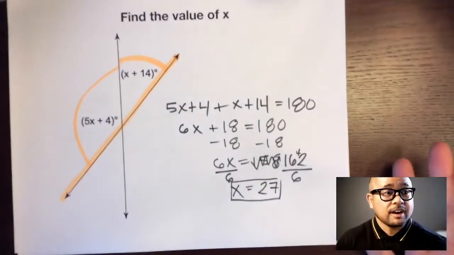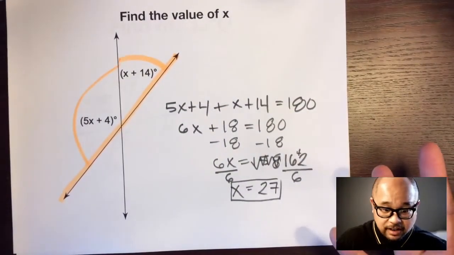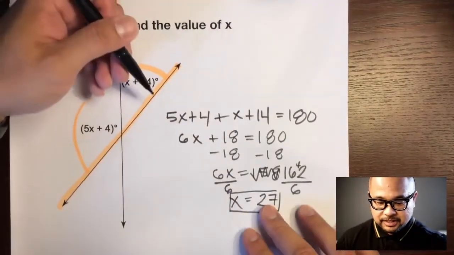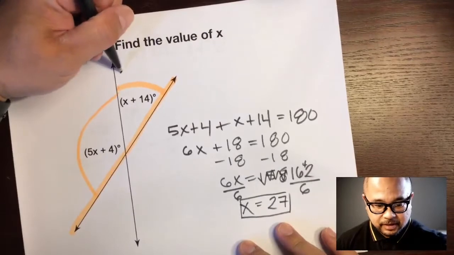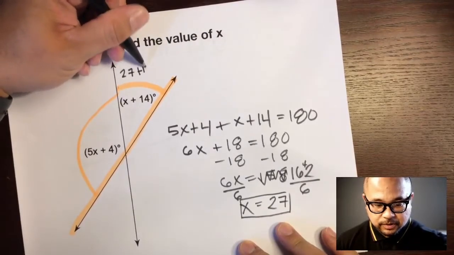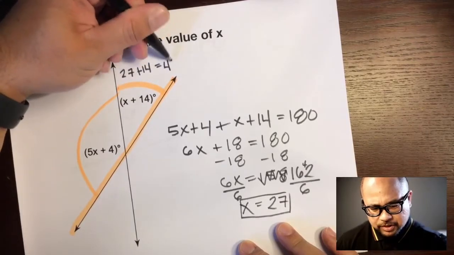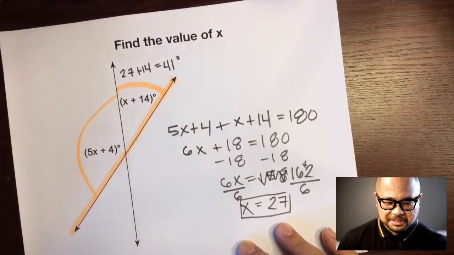27. How do we know that's correct? Let's check our answer. So let's plug this back in. So if we plugged in this 27 to x, 27 plus 14 would be 41 degrees. So this angle is 41 degrees.